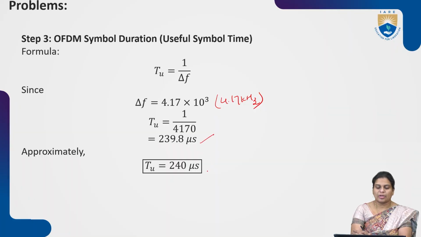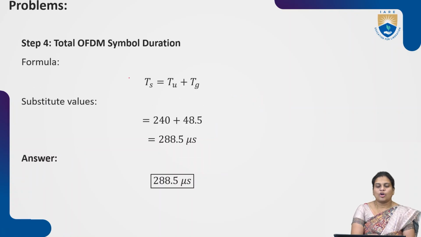So approximately 240 microseconds. The OFDM symbol duration formula is Tu equal to 1 by delta f. Here we are finding the total symbol duration only. So within the OFDM symbol duration, how many of the transmitted symbols are there?